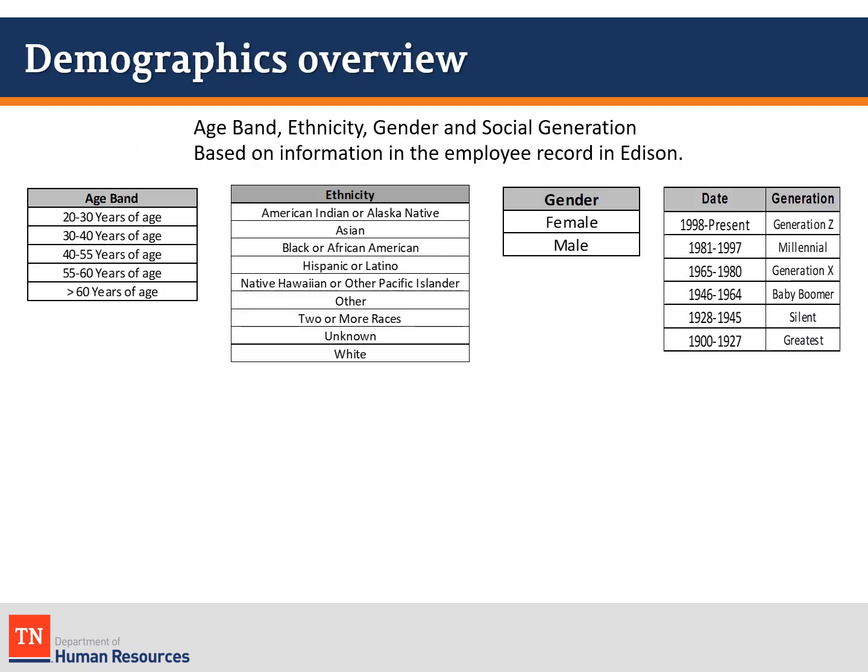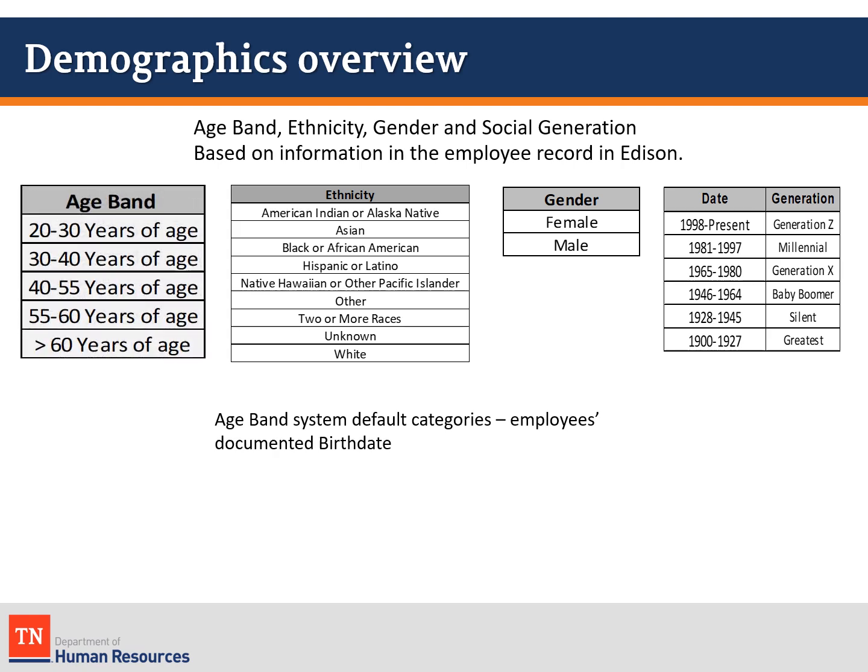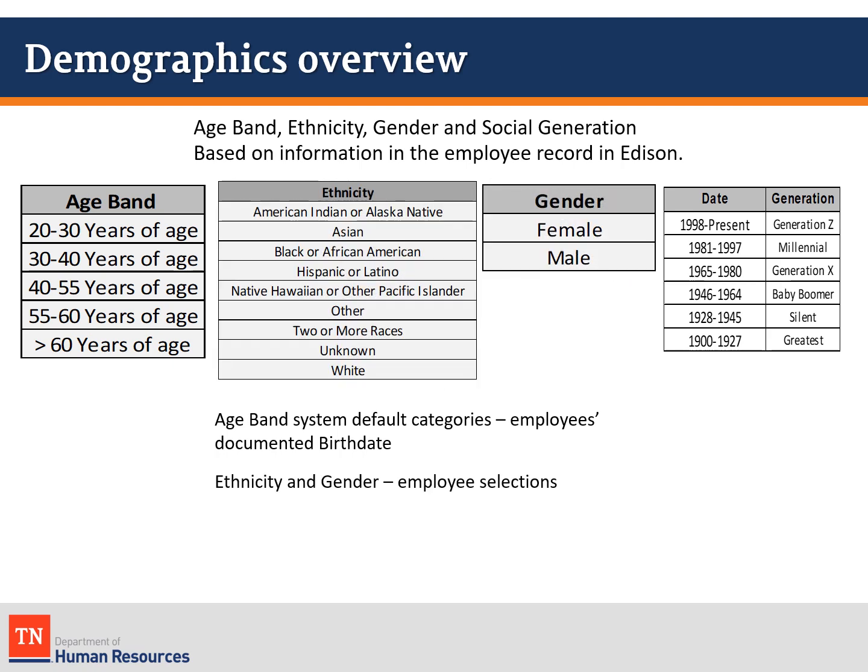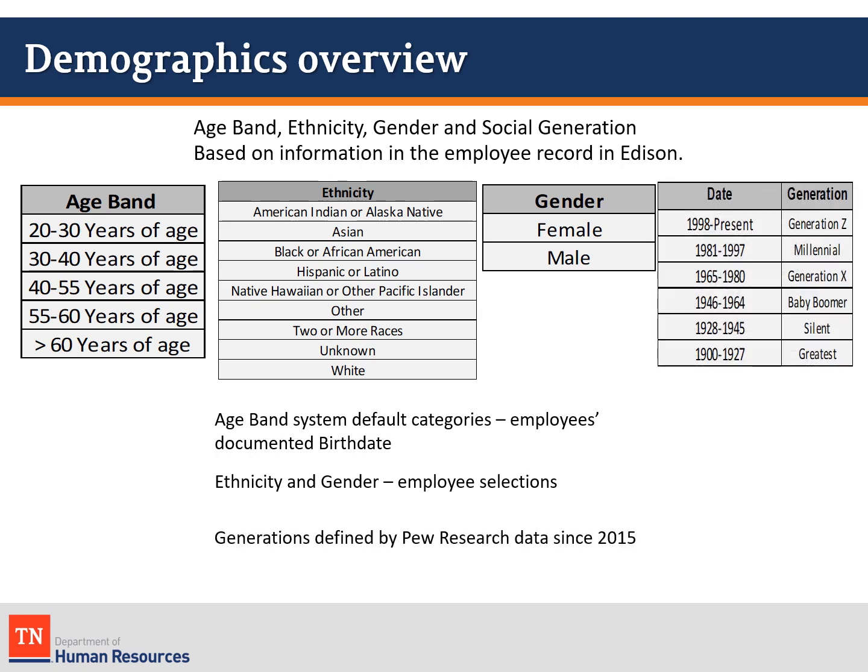The demographics report has four options: age band, ethnicity, gender, and social generation, that are all based on calculations from the employee's demographic information as entered into their employee record in Edison. Age band is based on the employee's date of birth and groups employees into age groupings that were preset in the BI database. Ethnicity and gender are calculated by the employee's declared category in Edison, and the generation calculations are also based on the employee's date of birth and categorized using the Pew Research Center generation definitions. The state of Tennessee has been using the definitions from Pew since 2015.